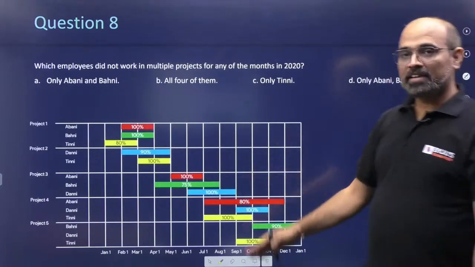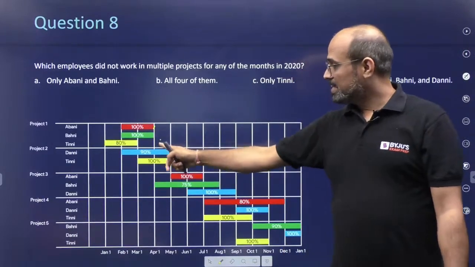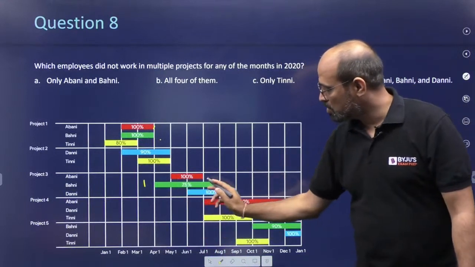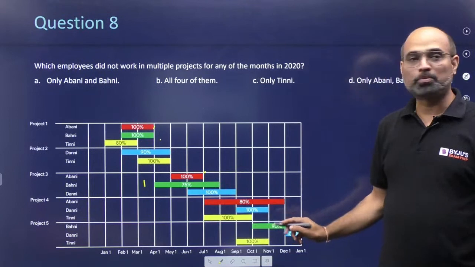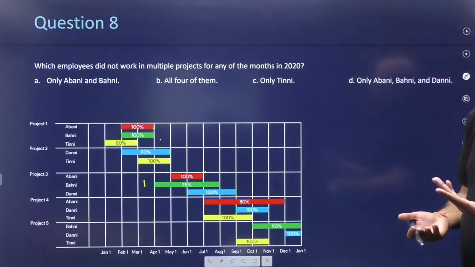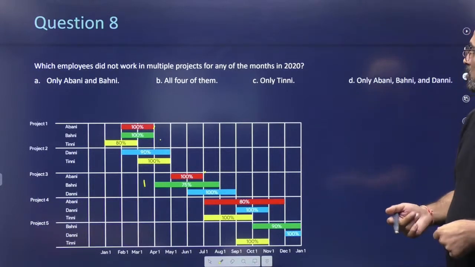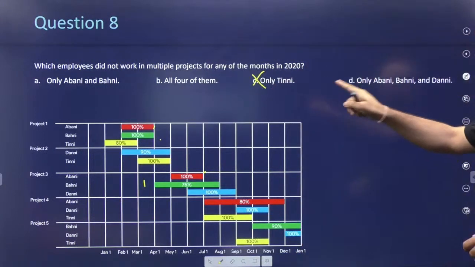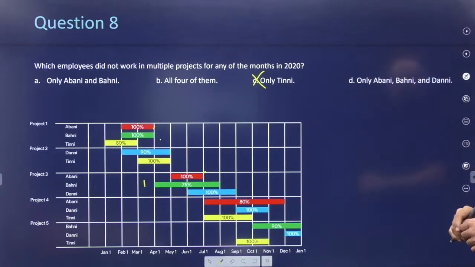So if we look at A, जब काम कर रहा था एक project पे, कर रही थी, sorry, then A was not working parallelly with any other project. So A completed the third project and then started with the fourth project. So can we say A is one of those people who did not work for multiple projects, right? So C नहीं हो सकता. Now between option A, B and D, A and B तो होगा ही होगा.